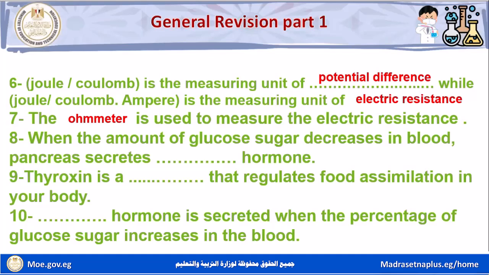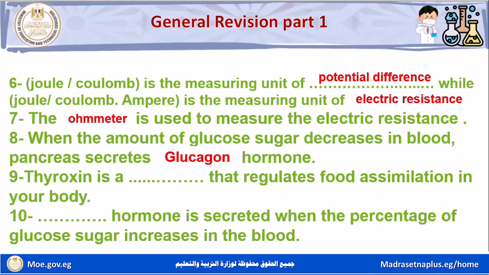Question number 8. When the amount of glucose sugar decreases in blood, pancreas secretes space hormone. When the amount of glucose sugar decreases in blood, okay, pancreas secretes glucagon hormone to increase the amount of glucose sugar in blood to reach a normal level. Okay.